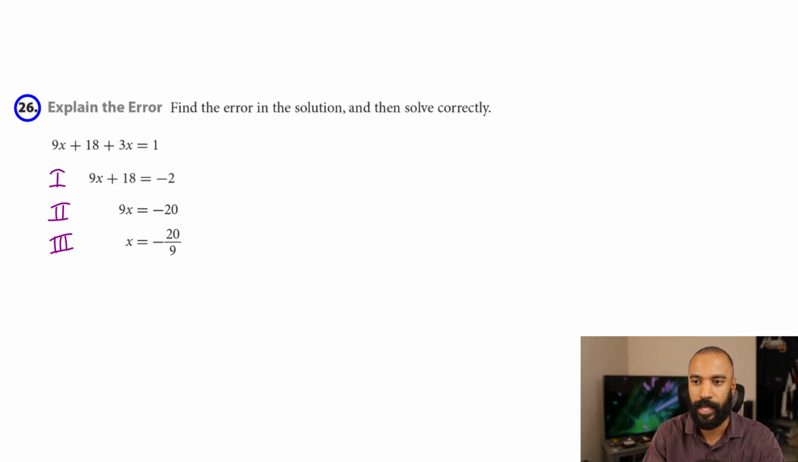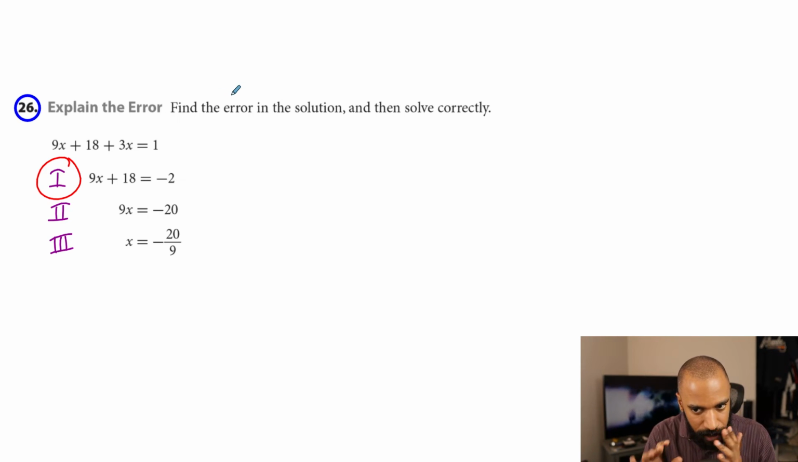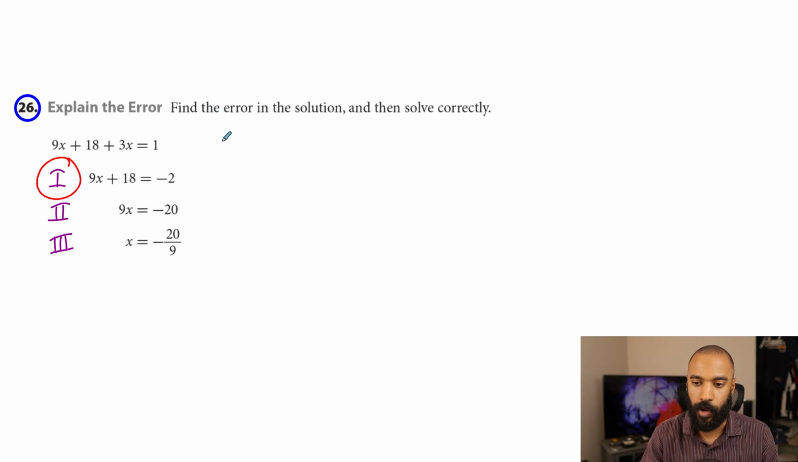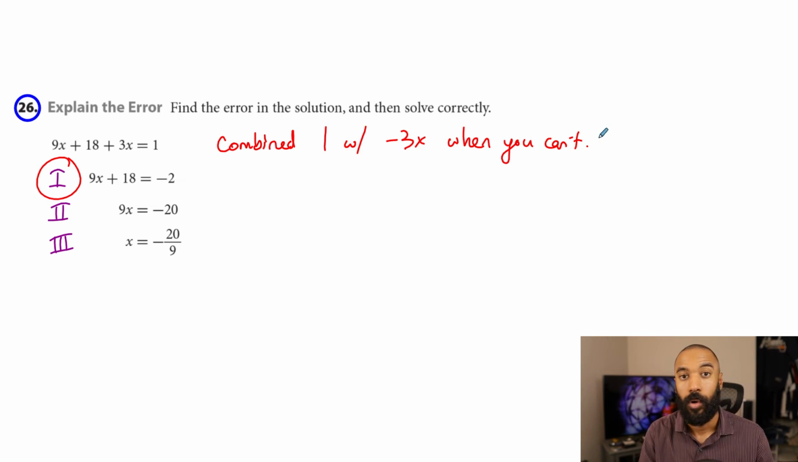So let's get rid of this minus 3x here. There's an error in step 1. What is the error? There's something that they did that they shouldn't have, to subtract 3x from both sides, and I'll talk about why. But they combined like terms wrong. Combined 1 with negative 3x when you can't. All right. 1 with negative 3 can combine and give you negative 2. Did we have a negative 3 here? So, just think about how that works.